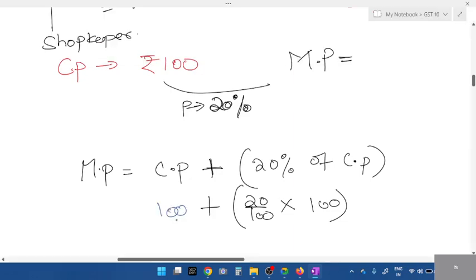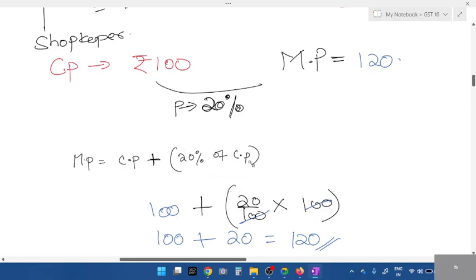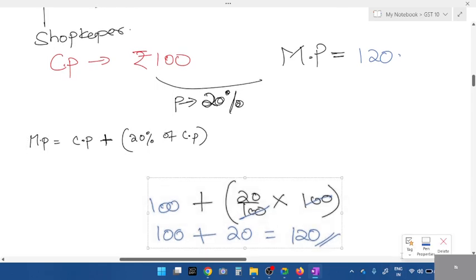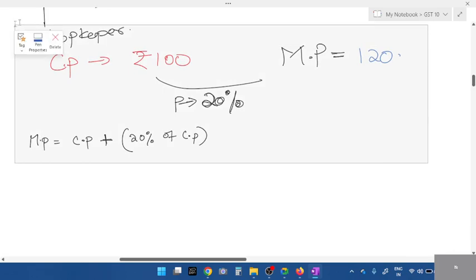Yes, 100. So 100 plus, look here, these two get cancelled, 20. What is 100 plus 20? 120. So how much did he mark it to? How much did he mark? 120. Yeah. So make a note of this formula, students. Make a note of this formula, mark price. Right? No problem. You don't have to write it if you know how to write it.